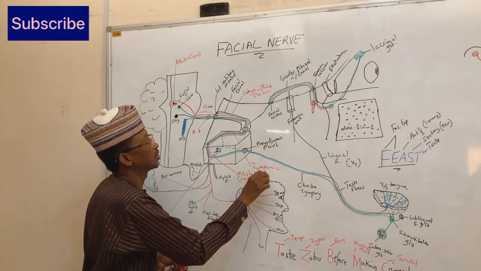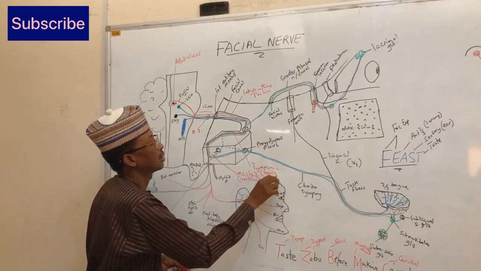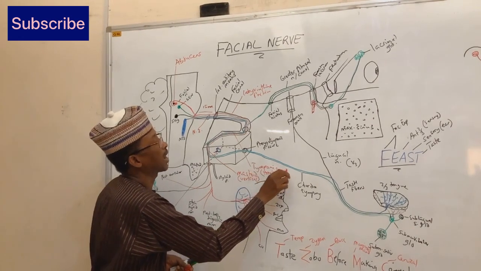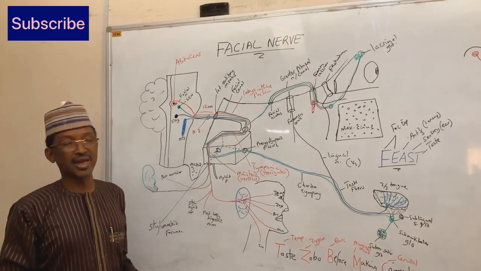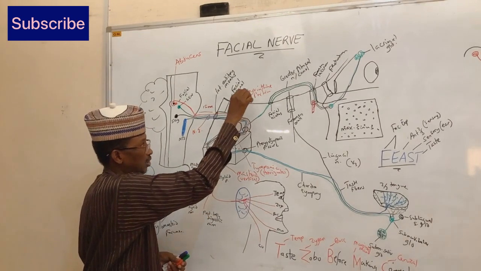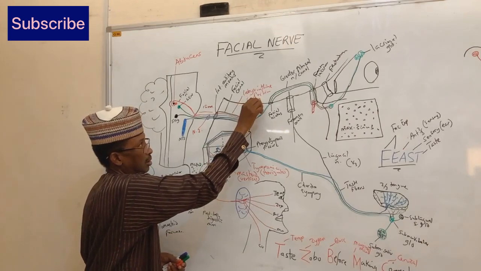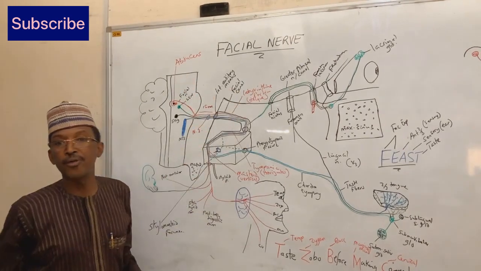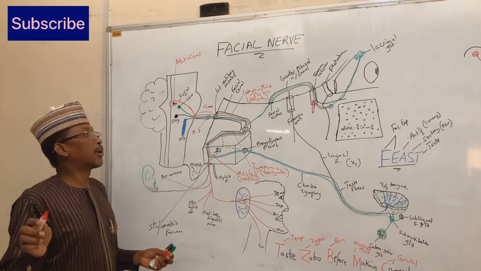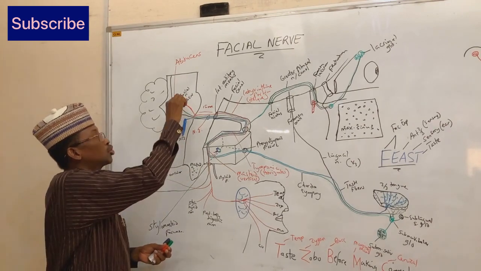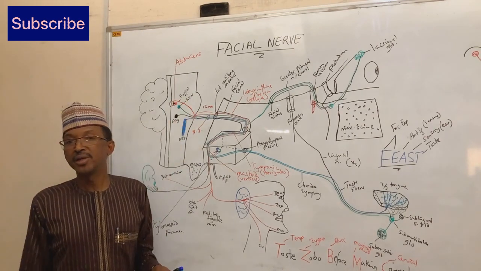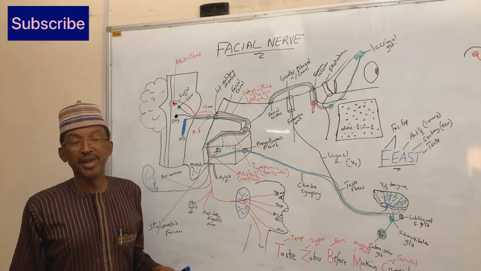This one you call horizontal or tympanic part of the facial canal. And this labyrinthine, you call it labyrinthine portion or oblique portion of the facial canal. So now let me just take the motor component of the facial nerve.